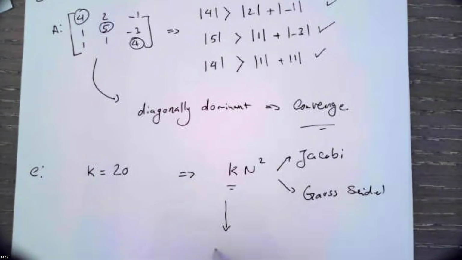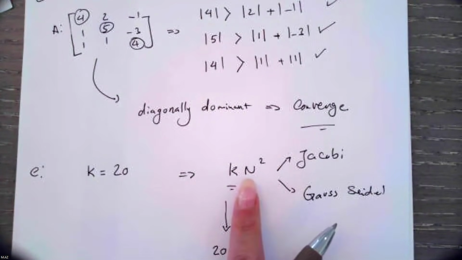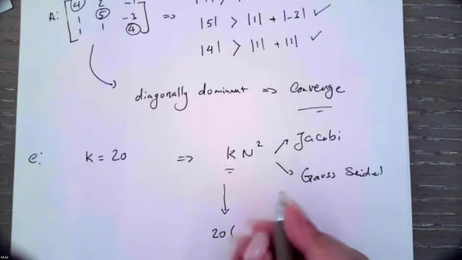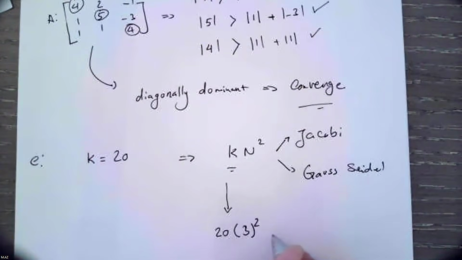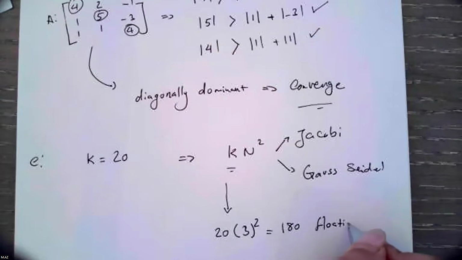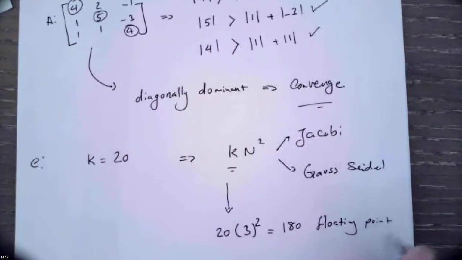The problem mentioned that after 20 iterations, the residual meets the tolerance. How about n? n is the number of equations in the system. Now we have a system of three linear equations, so this is 3 to the power 2, and the answer is 180 floating point operations.